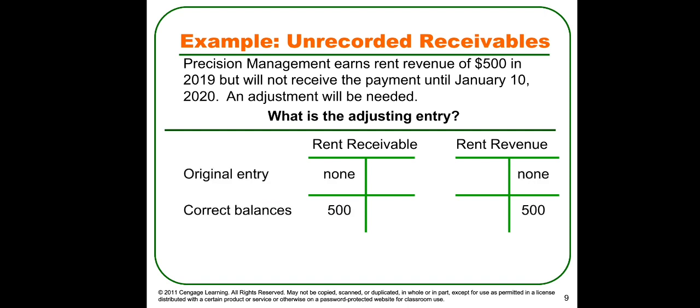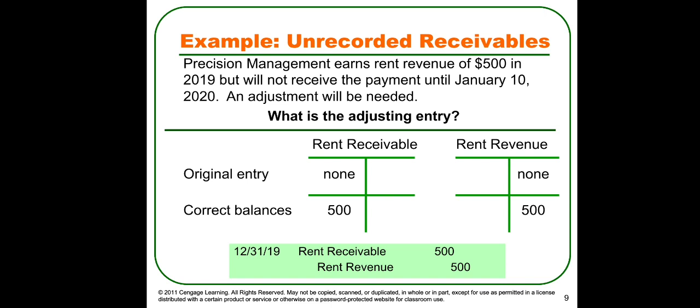So this is the way to do the adjusting entry. First, you have to record the rent revenue. On the 31st of December 2019, you record the rent revenue. Remember, revenue increases, so you have to credit. Credit rent revenue 500. But at that time, on the 31st of December 2019, you do not receive the cash yet.